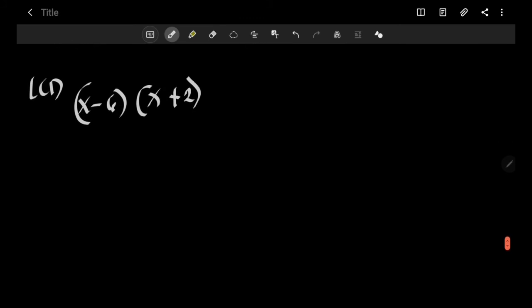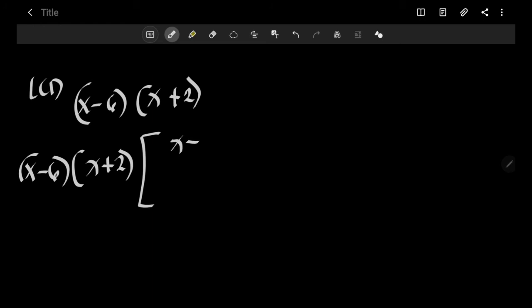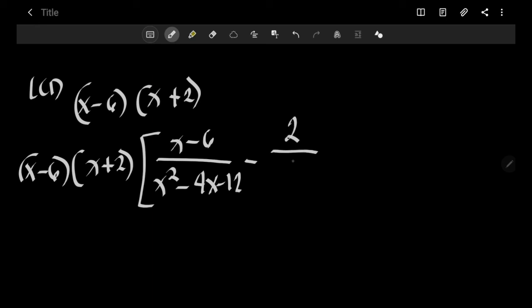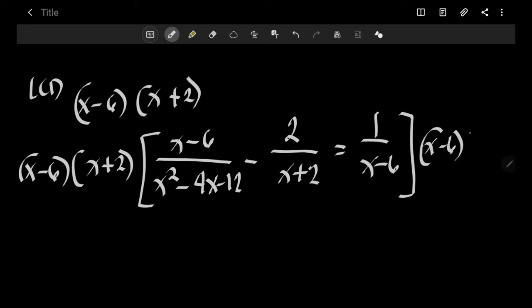Second step is to multiply. So, let us multiply both sides of the equation by your LCD. So, x minus 6 multiplied by x plus 2 multiplied by x minus 6 all over x squared minus 4x minus 12 minus 2 all over x plus 2 is equals to 1 all over x minus 6 multiplied by your LCD, which is x minus 6 multiplied by x plus 2.